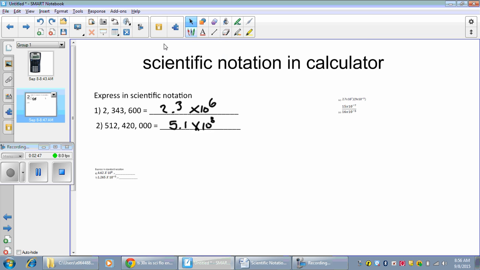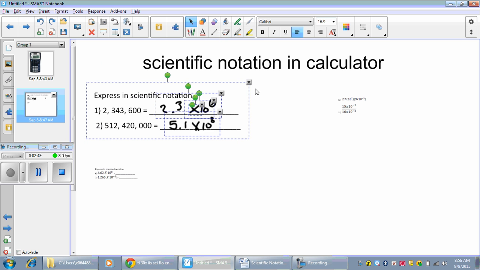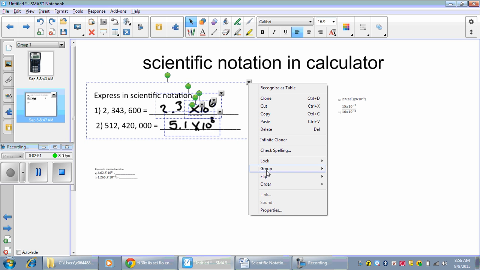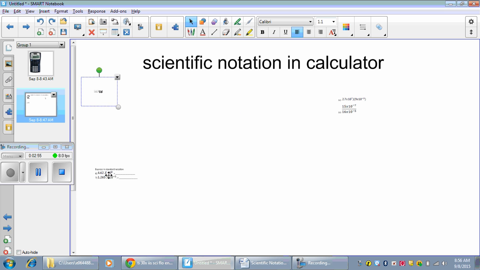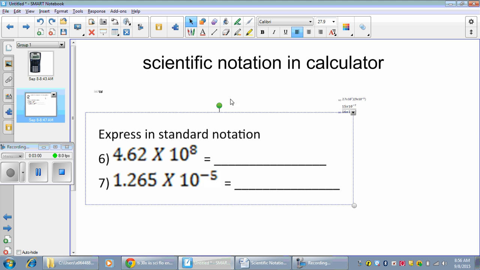All right, so let's see. Now, that was simple, right? We're going to put this away. Okay, next, we're going to do the opposite. We have something that is in scientific notation, and we are going to put it into standard form, standard notation.